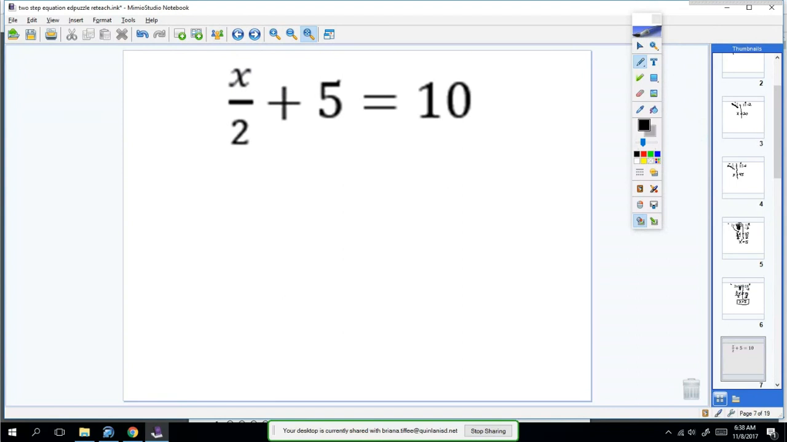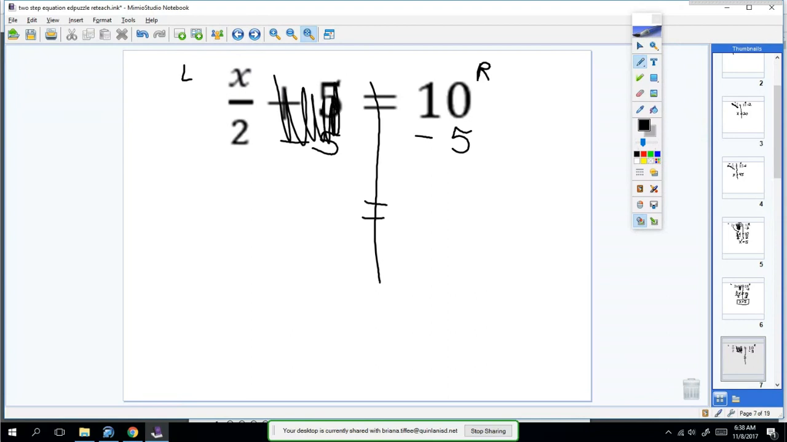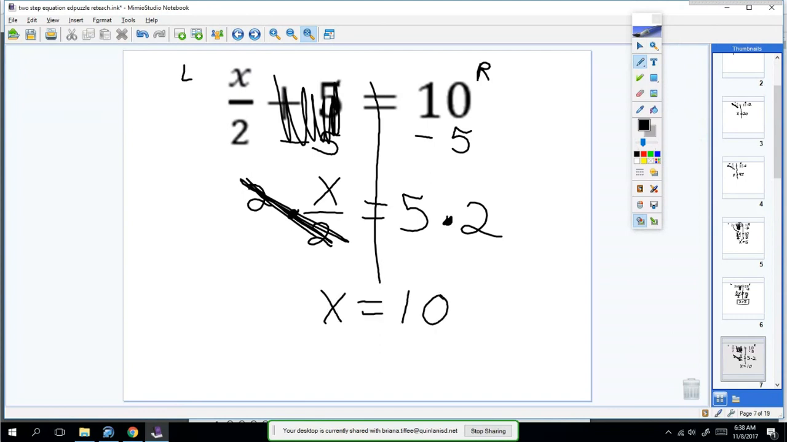Okay, let's try a different one. So again, draw the line. You got a left side and then you got a right side. You're going to look at the left side because it has the x. You're going to look at the number 5 first because it's being added. So you're going to subtract 5 from the left side, then you're going to subtract 5 from the right side. This cancels out. Bring down the equal sign. 10 minus 5 is just 5. Then you're going to bring down x divided by 2. Since it's being divided by 2, you're going to multiply 2 to both sides. This cancels out. X comes down is equal to 10. Hey, now you try one.